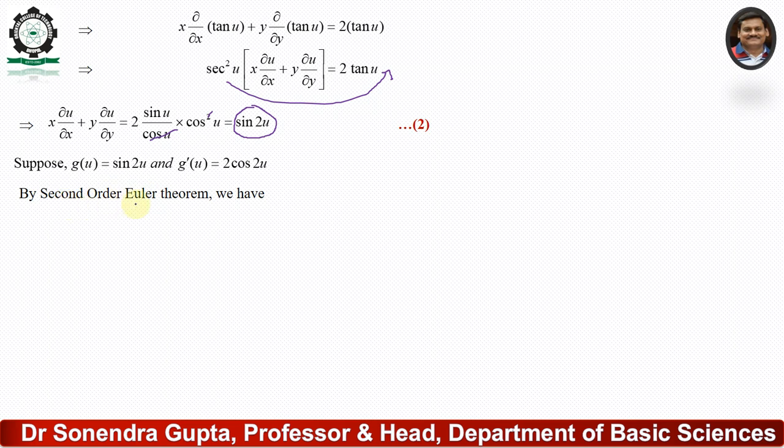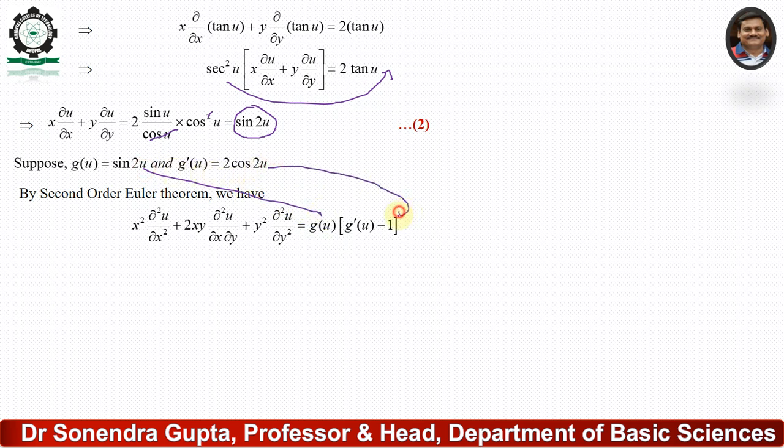And we know that by the second order Euler theorem, x square del 2u by del x square plus 2xy del 2u by del x del y plus y square del 2u by del y square equals g of u into (g dash of u minus 1). Now what is the value of g of u? It is sin 2u, and g dash of u is 2 cos 2u. Putting both values, sin 2u into (2 cos 2u minus 1). Multiplying sin 2u in each term, that means 2 sin 2u cos 2u minus sin 2u. Now this is sin 4u, because we know that sin 2a equals 2 sin a cos a. So this is sin 4u minus sin 2u.